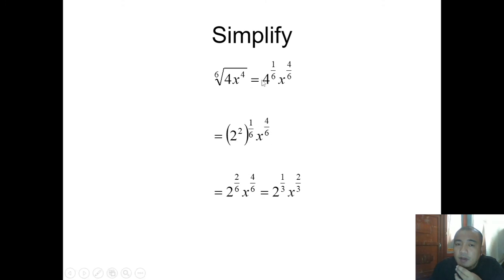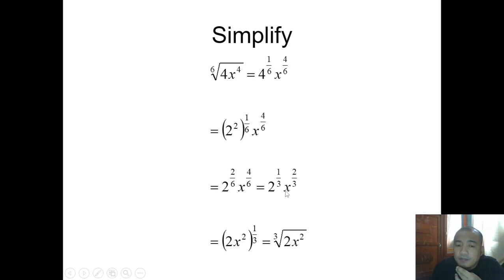Okay, always simplify because 4 means 2 squared. Power to a power law: 2 times 1 over 6 is 2 over 6. x raised to 4 over 6, but 2 over 6 is 1/3, and 4 over 6 is 2/3. Okay, we can still simplify 2 raised to 1/3, x raised to 2/3. It can be written as 2x squared raised to 1/3. And finally, the answer is the cube root of 2x squared.